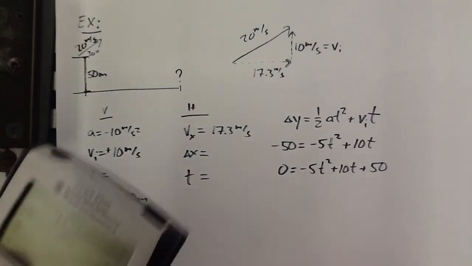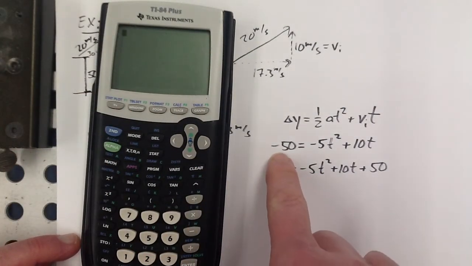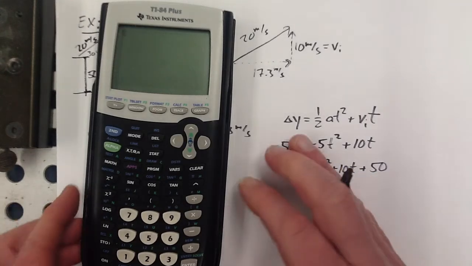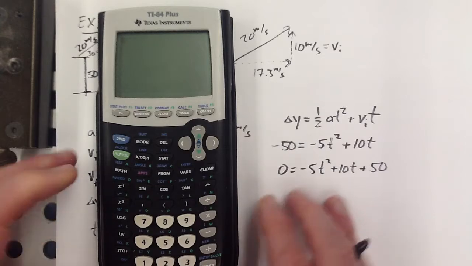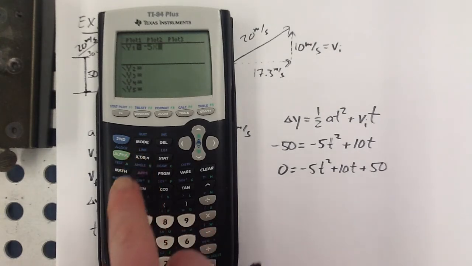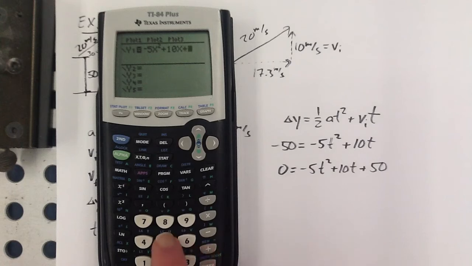We are going to use our calculator. I guess the little bit of algebra, if you're really just itching to do some algebra, you added 50 to this side. If you mess up that sign, well, that's a game over, basically. So you've got to be careful. So I'm going to go to my y equals, and I'm going to put in minus 5x squared plus 10x plus 50.